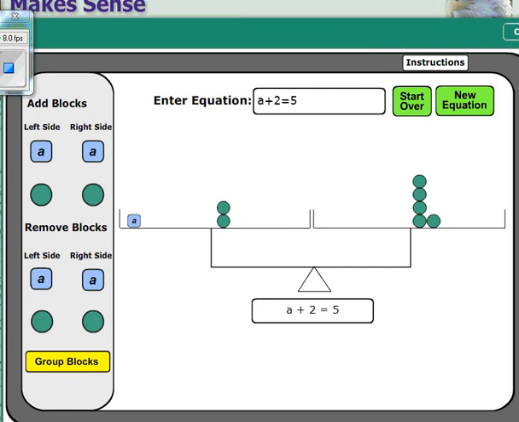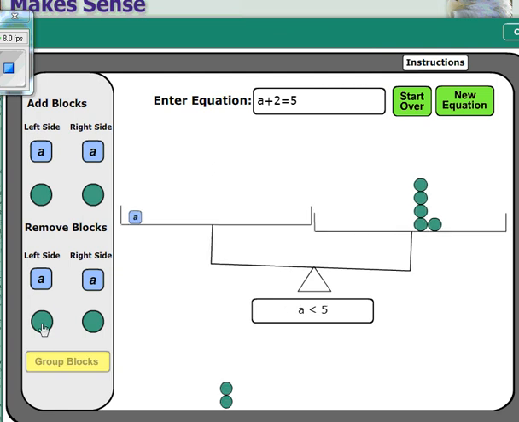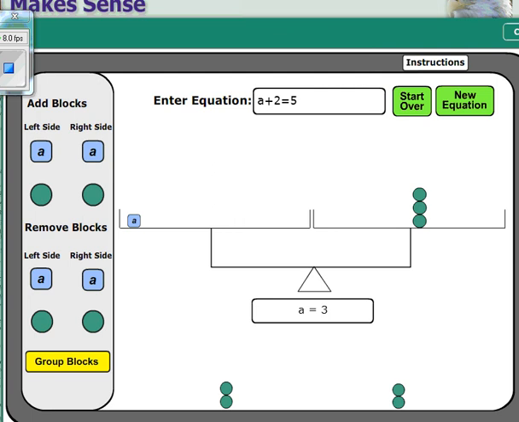So in this case, to get the a by itself, I would remove 2 unit tiles. But notice if I remove 2 unit tiles from the left-hand side, it's no longer balanced with the right-hand side. So to keep the balance, if I remove 2 from the left-hand side, I have to remove 2 from the right-hand side, and then I get that the variable a is equal to 3. So that big idea of subtracting, whatever I do to one side, I do to the other side, is really what we're trying to get at here.